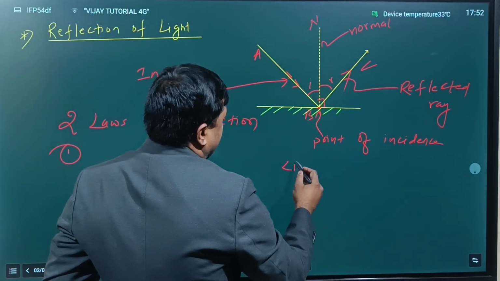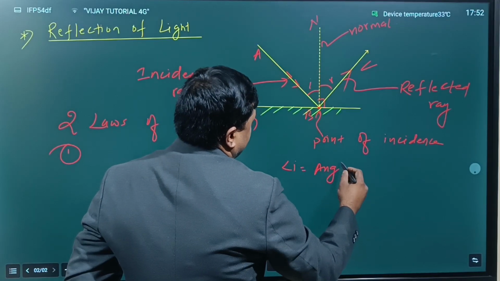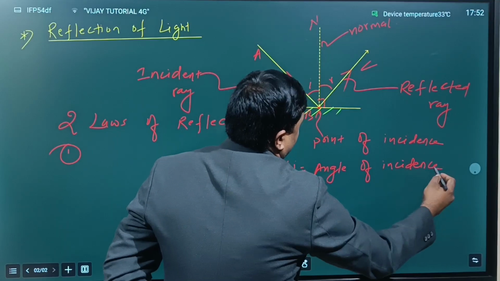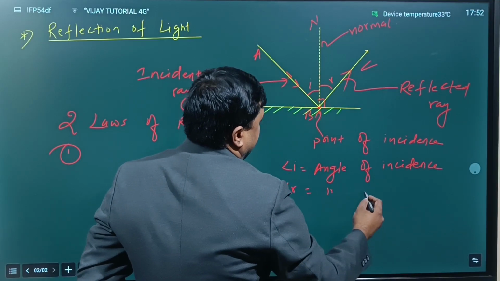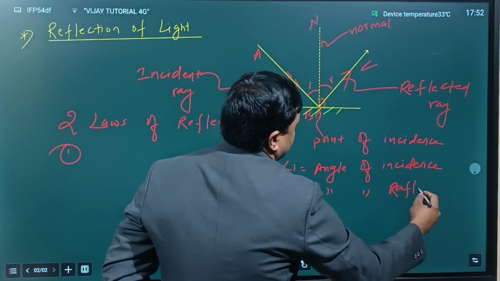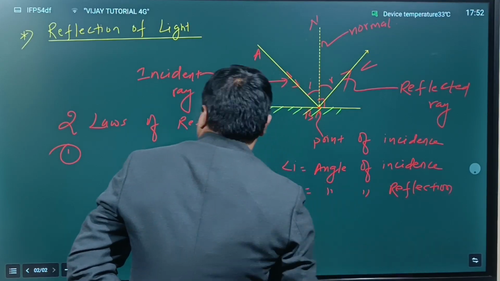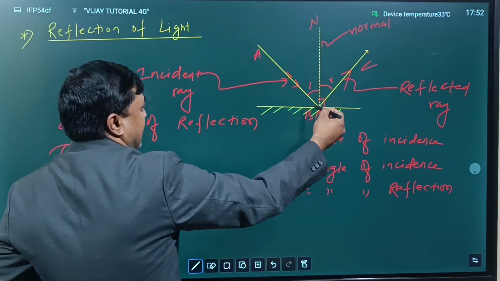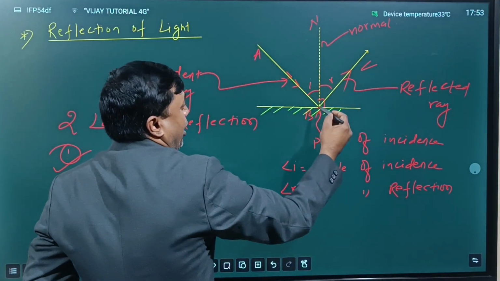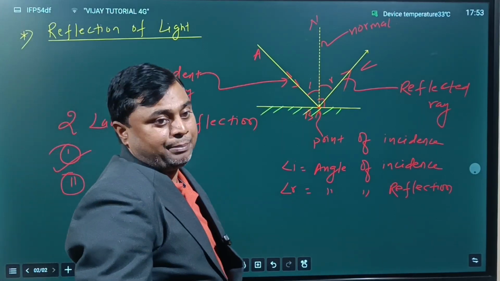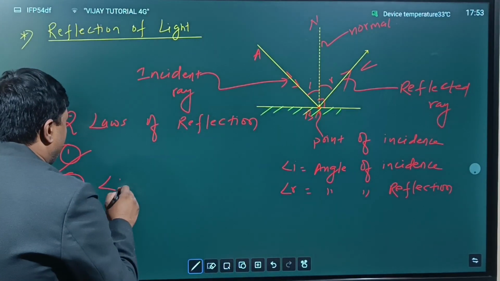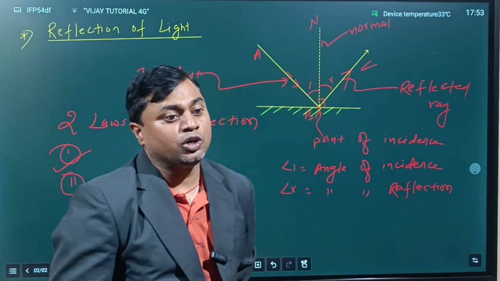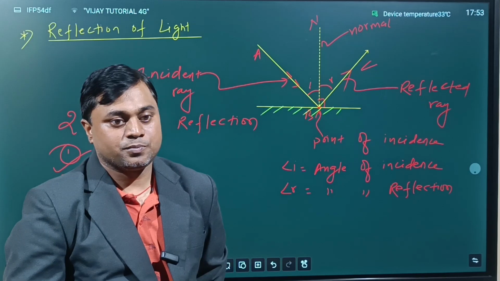What is angle I? Angle of incidence. What is angle R? Angle R is nothing but the angle of reflection. So, the first law and the second law. The first law: the incident ray, the reflected ray and the normal at the point of incidence all lie on the same plane. And the second law: the angle of incidence is equal to the angle of reflection. This question may be asked for 2 to 3 marks. Is it clear?